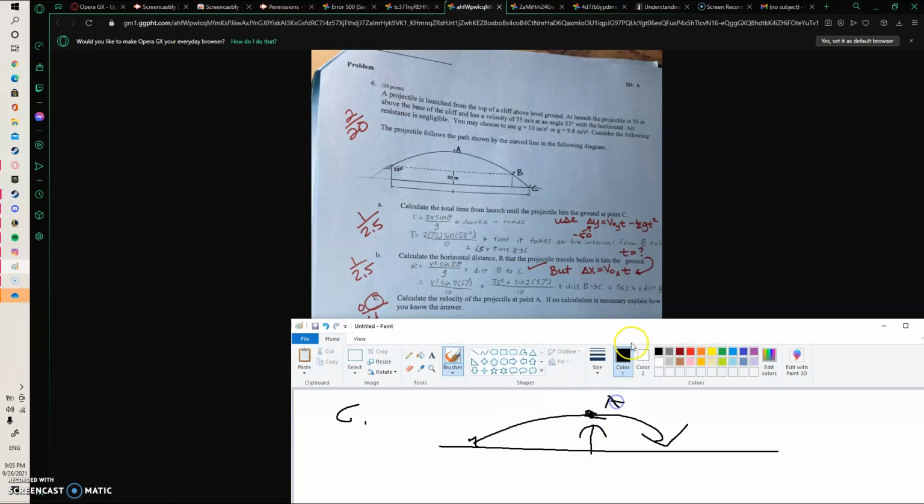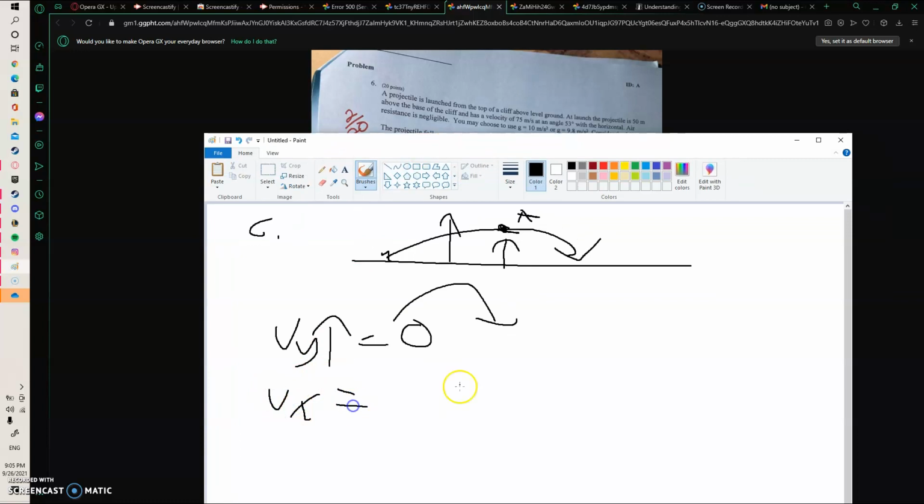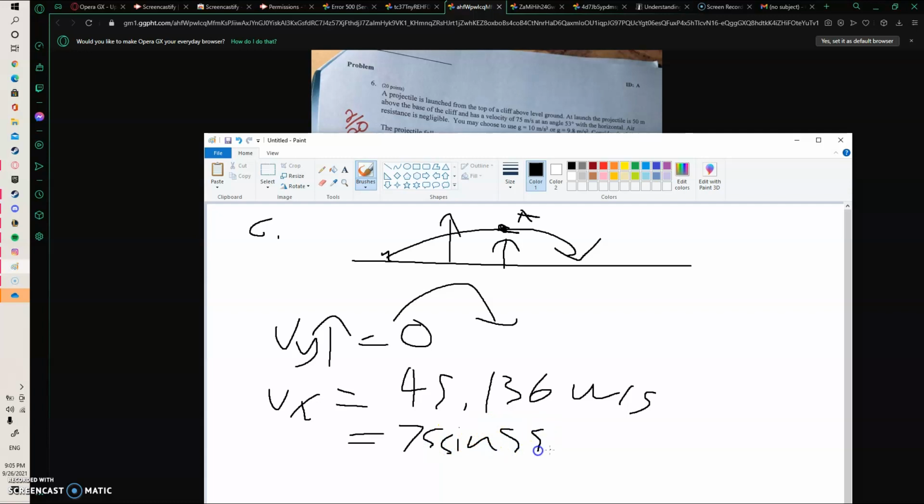So at point A, we know that it's the peak of the little curve, and we know that at the peak, the velocity in the vertical direction, like in this direction, is actually equal to 0. And we also know the Vx stays constant, and it's equal to 45.136 meters per second, which is what we calculated earlier with V cosine 53 degrees, which is this.